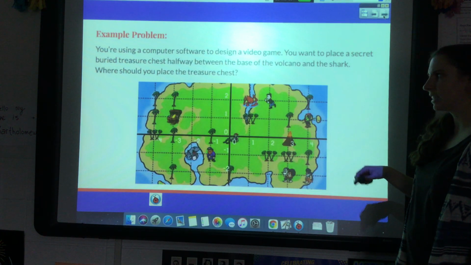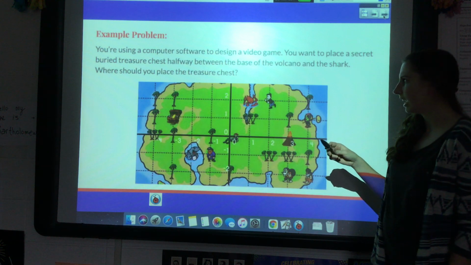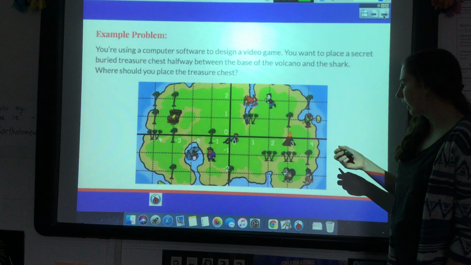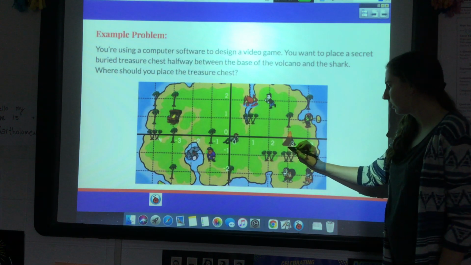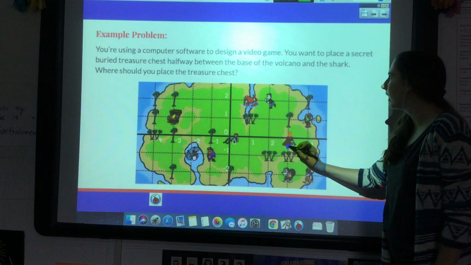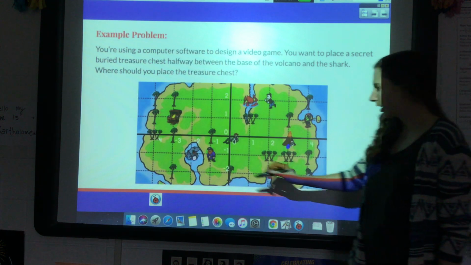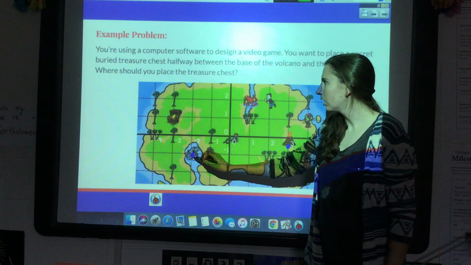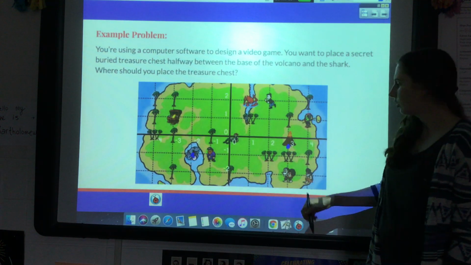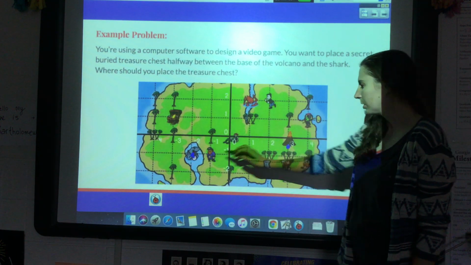You want to place a secret buried treasure chest halfway between the base of the volcano, where is that? Right here. So the base of the volcano and the shark. So here's the shark. Where should you place the treasure chest? What is halfway between these two?